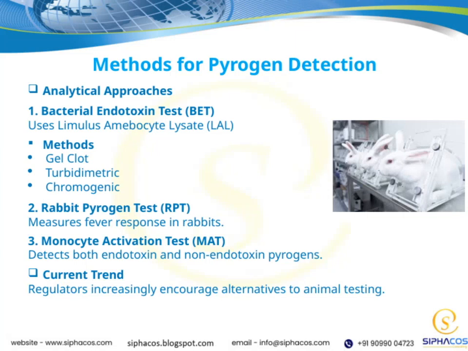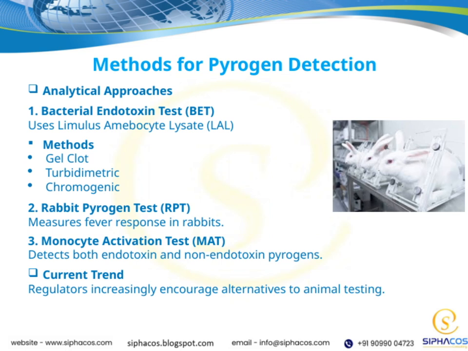When it comes to detecting pyrogens, there are several key methods we rely on. First, the bacterial endotoxin test, or BET, uses a substance called limulus amebocyte lysate, derived from horseshoe crab blood. This test comes in three forms: gel clot, turbidimetric, and chromogenic, each detecting endotoxins in different ways.